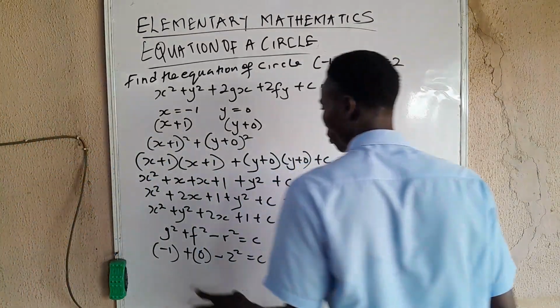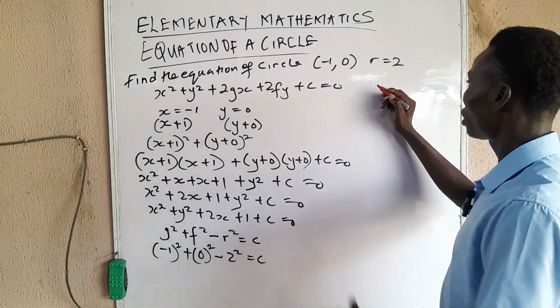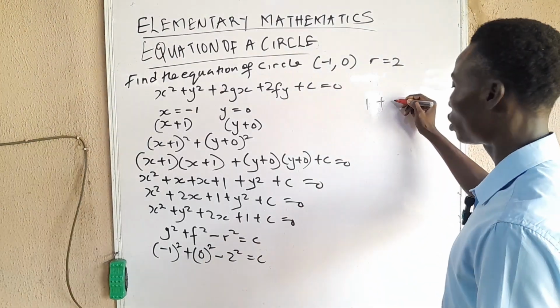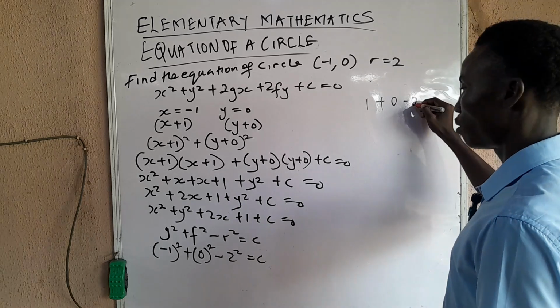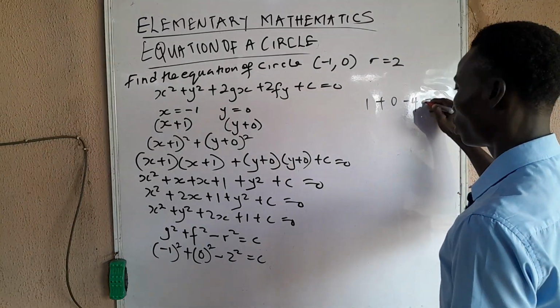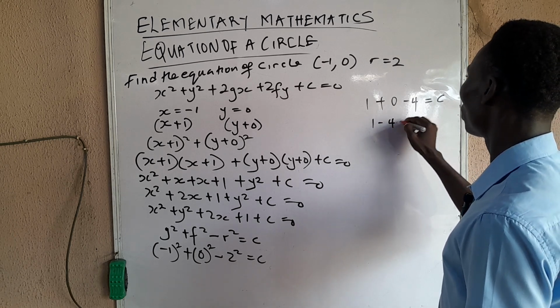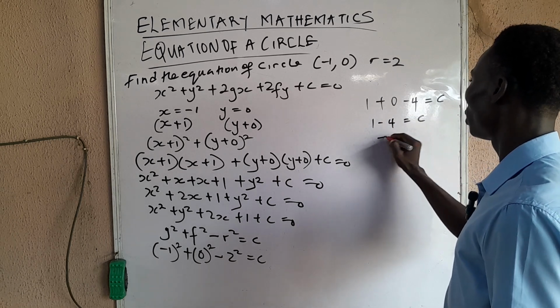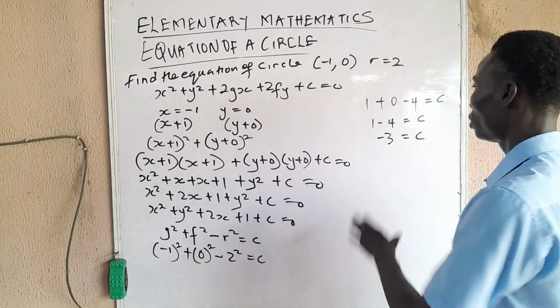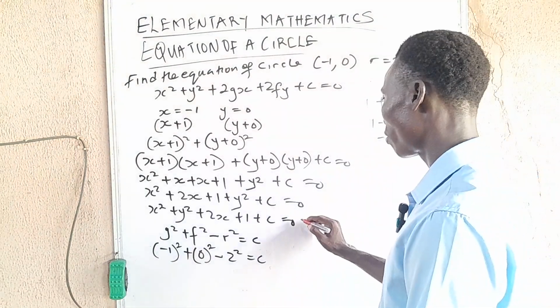So solving this problem now, this will now be squared. Minus 1 times minus 1 will give you 1. So that will be 1 plus 0, followed by 2 times 2 will give you 4. This one will give you 4 here equals c. If you do the arithmetic of this one, this will give you 1 minus 4 equals c. So at the end of the day, you are going to have minus 3 equals c. So this stands in the position of minus 3.